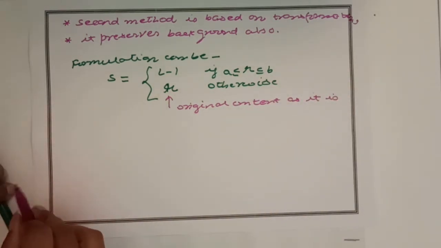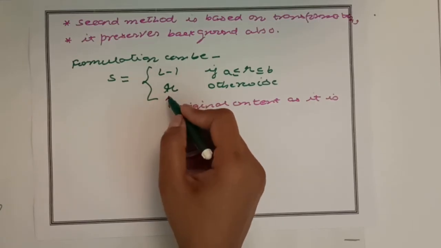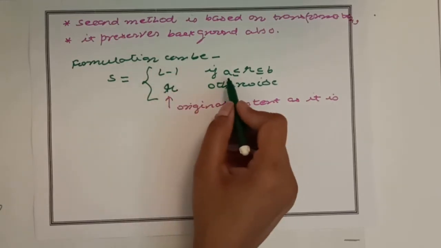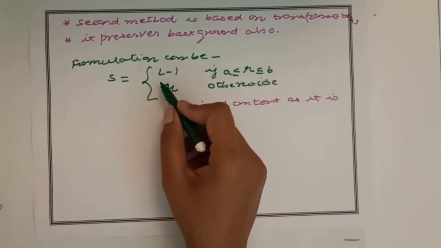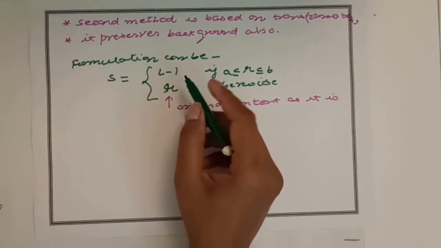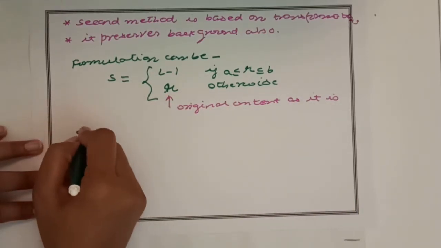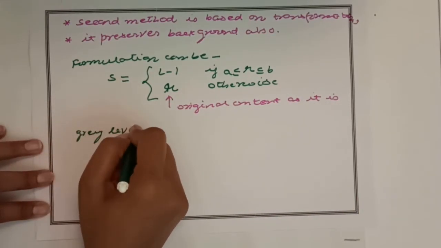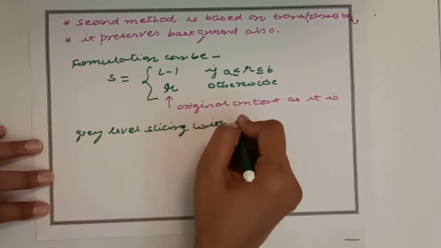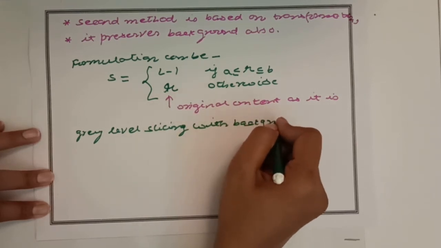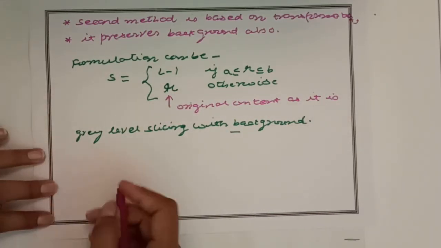So here what we are doing is keeping the background information intact, and just there is a transformation in the required area. So in the required area, all those components' intensity levels have been pulled to the high. So this is known as gray level slicing with background. Diagrammatically, how to represent it?